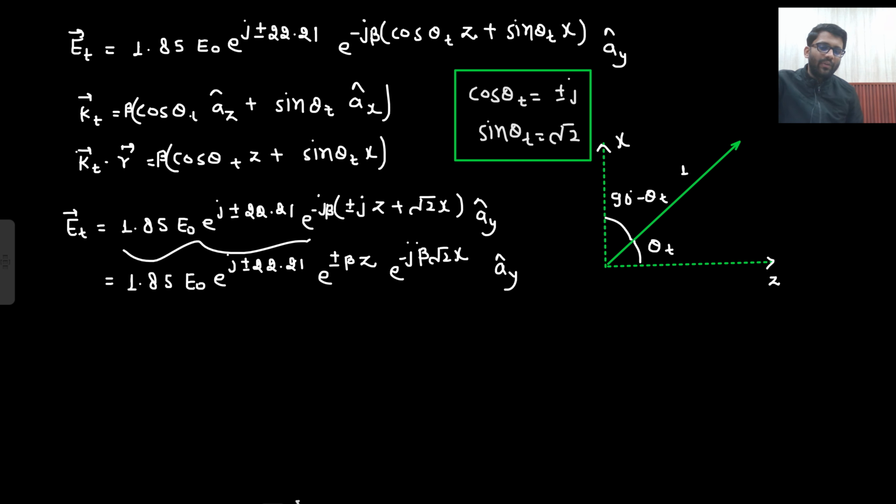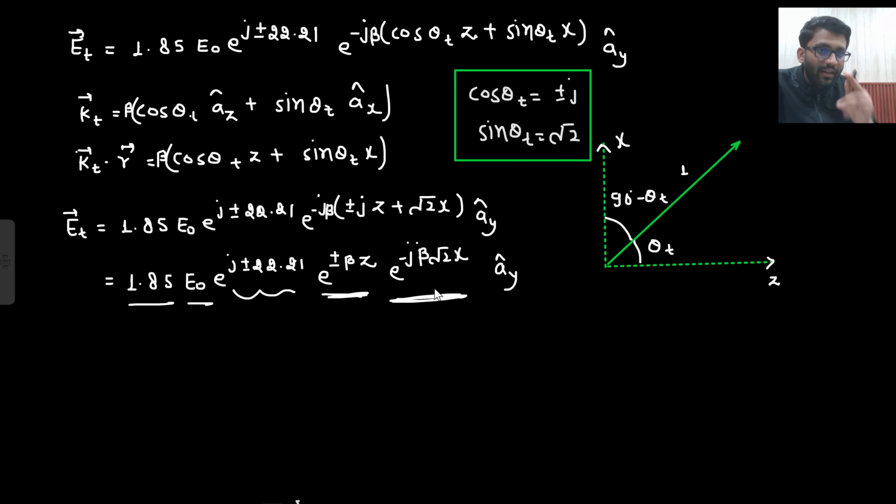This is just the amplitude, 1.85 e naught e to the power j plus minus 22.21 that you will get, e to the power minus j, and then what is the value of cos theta t? That is plus minus j that I put here, then sin theta t and root 2 I put here, and then from there I go to this expression. So what do you see here? This is an amplitude, this is an amplitude, this is just a phase. This is also an amplitude only, which is decaying or increasing in z direction. And this shows the traveling wave nature.